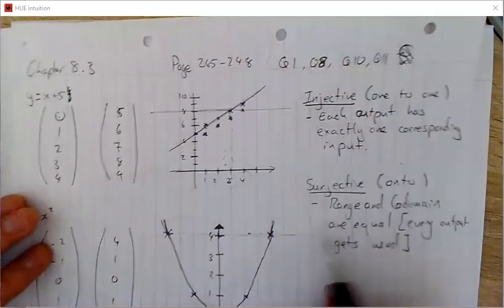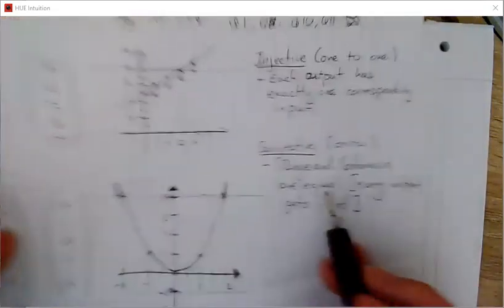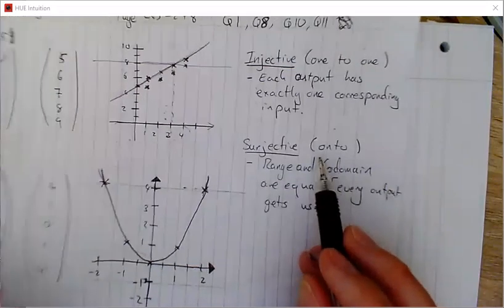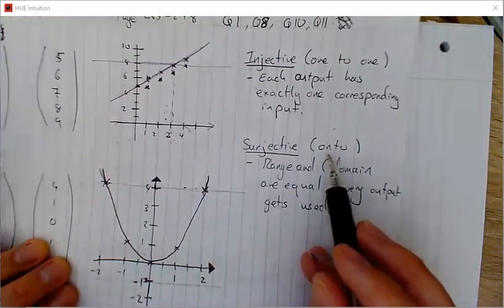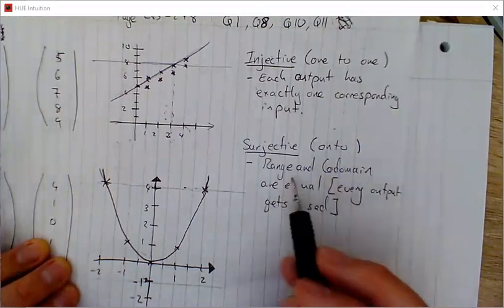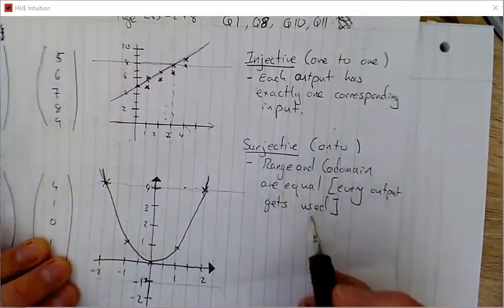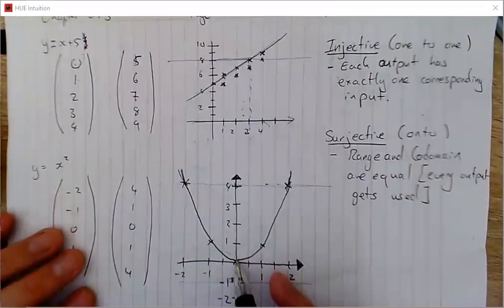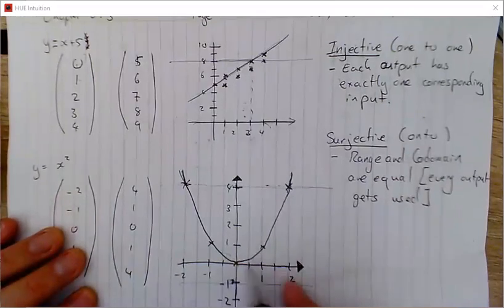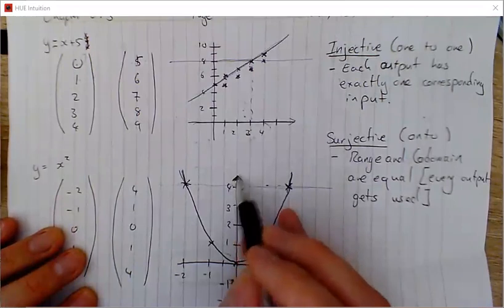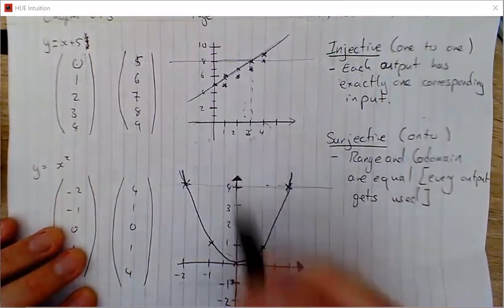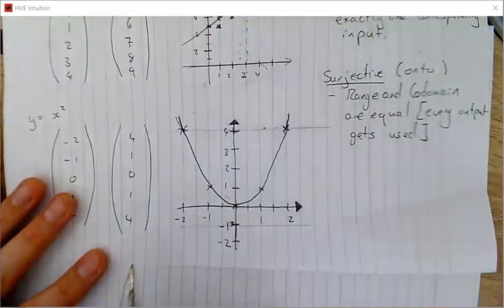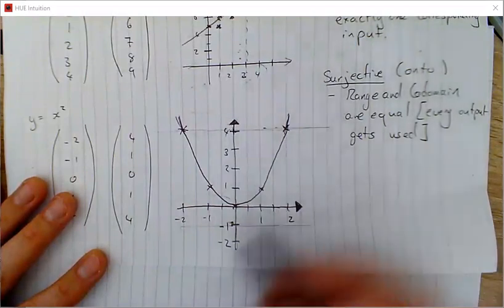That's going to allow us to talk about this idea of a surjective function, or onto. One-to-one and onto are the less formal versions of injective and surjective. It's when the range and codomain are equal. That is, every output gets used. So here we have a function where the range, if we're talking about real numbers, is all the real numbers greater than 0. However, the codomain would be all of the real numbers. So here, the range and codomain are not the same.